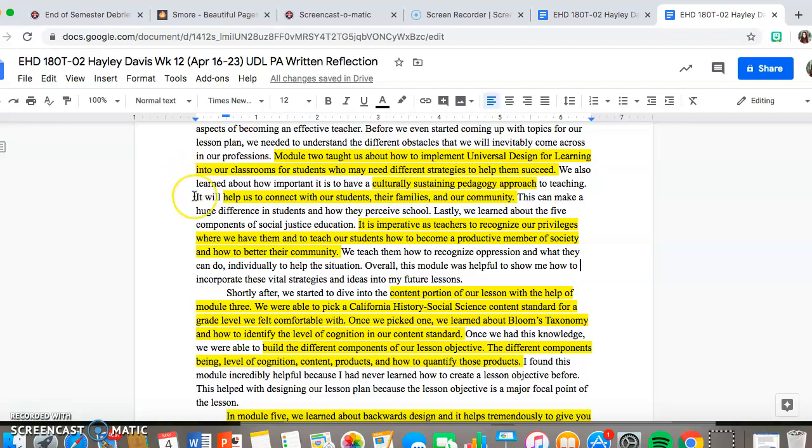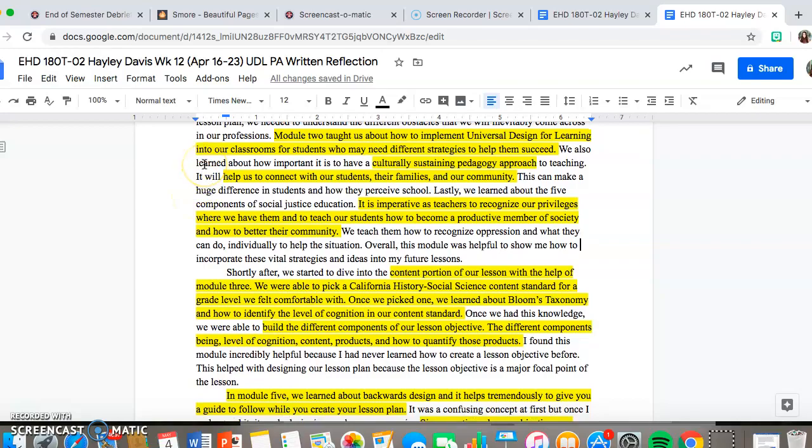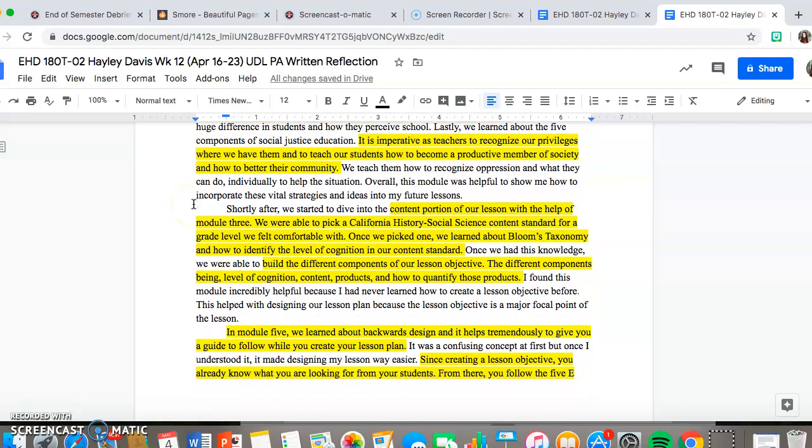And then we also learned about culturally sustaining pedagogy and how it'll help connect us with our students, their families, and our community. And we also learned that it is imperative as teachers to recognize our privileges and where we have them, and to teach our students how to become a productive member of society and how to better the community.